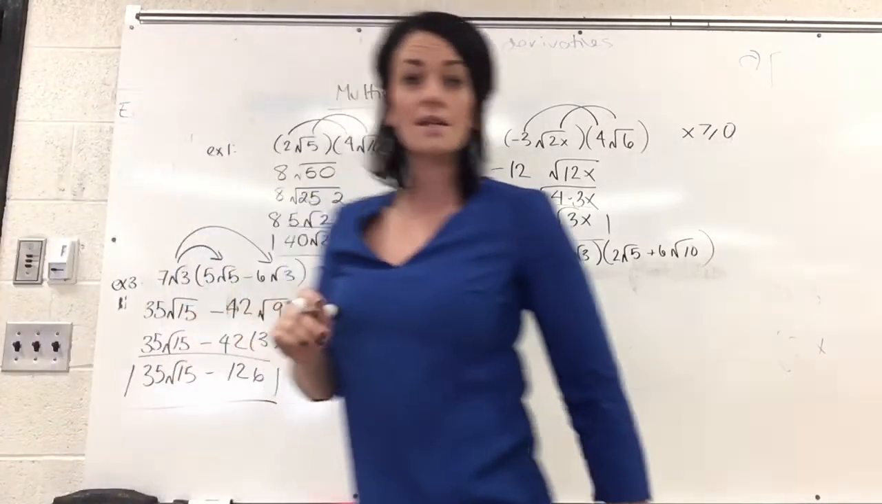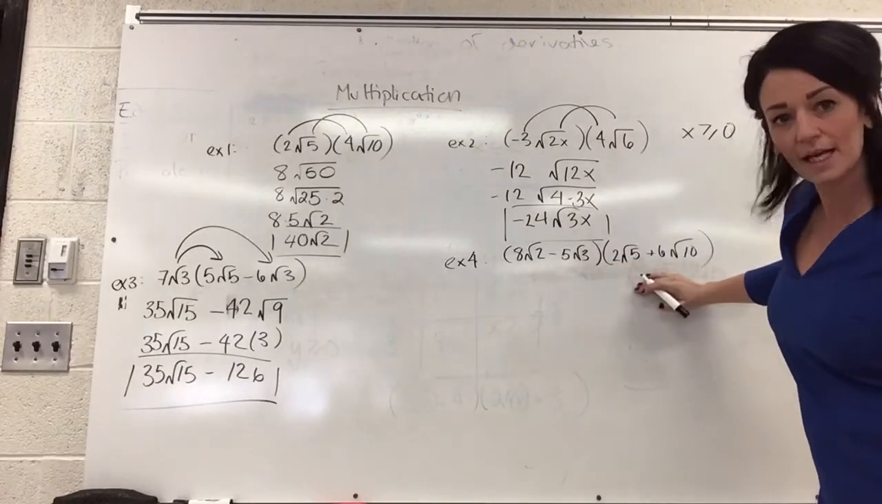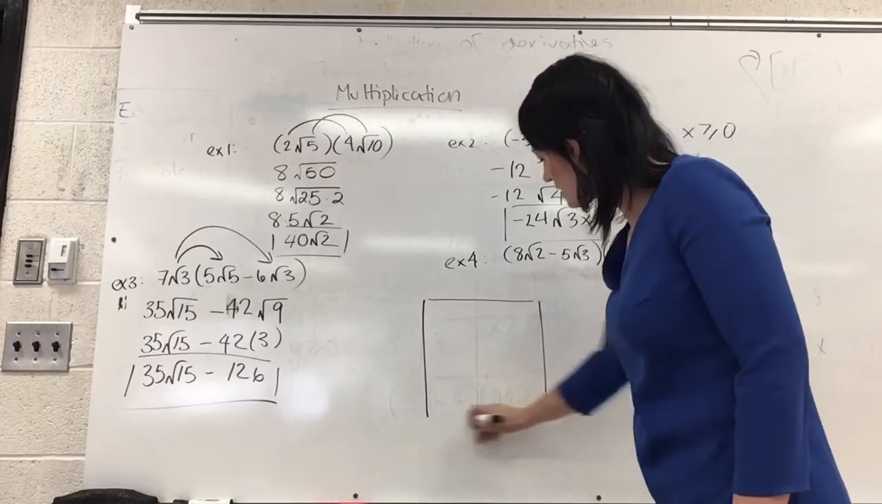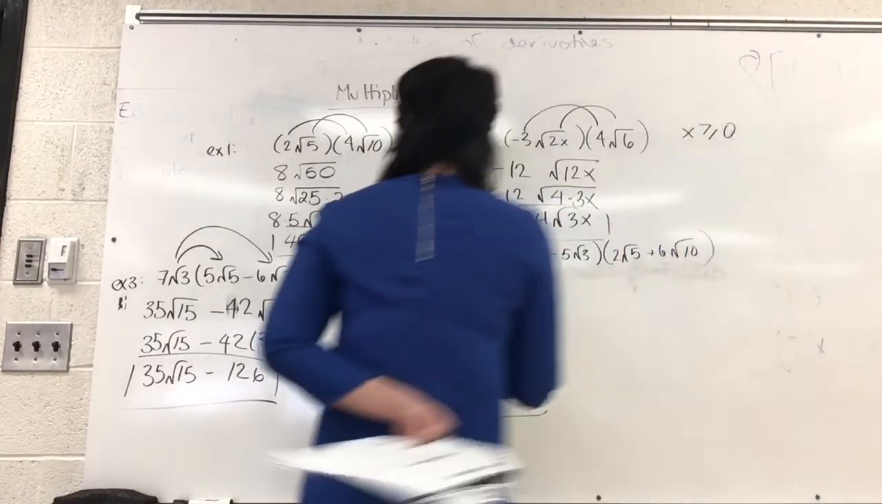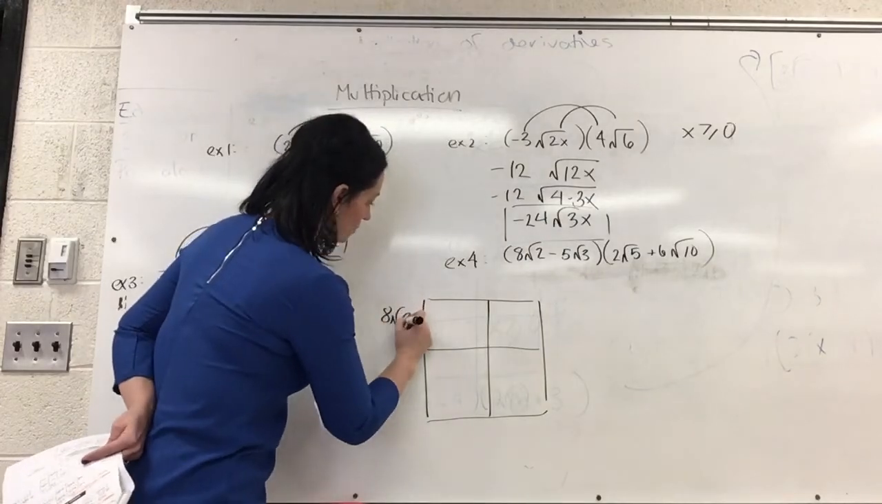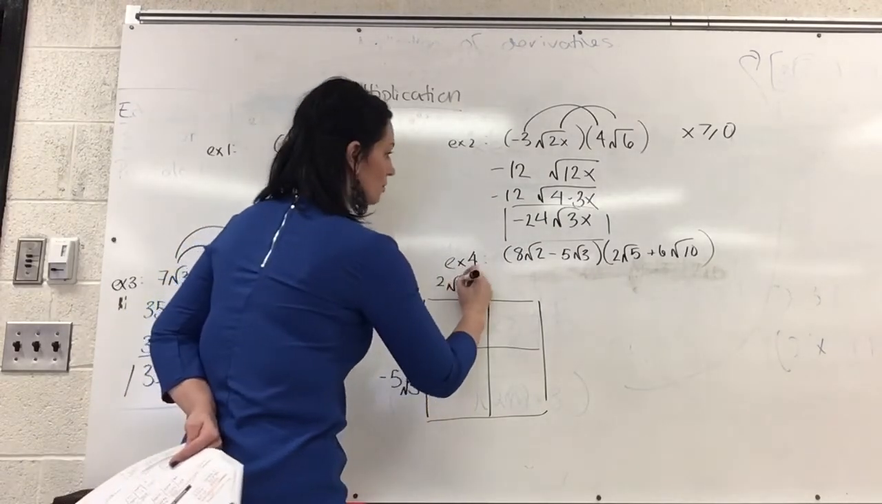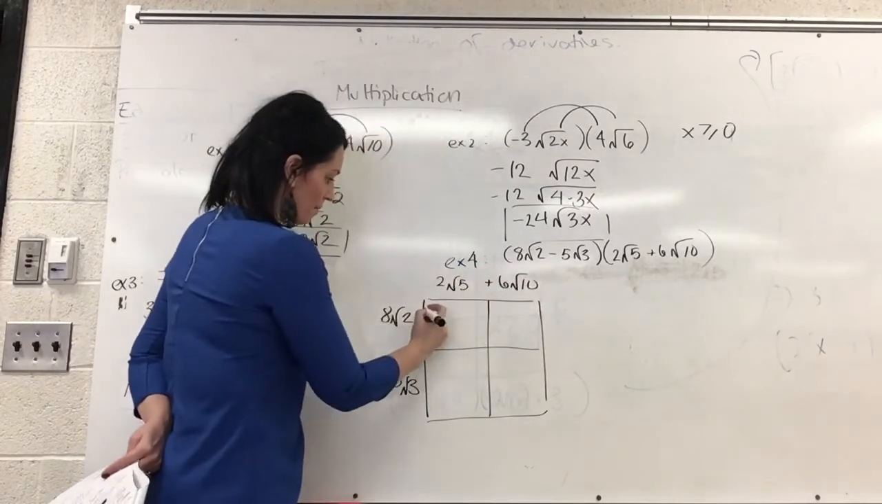Okay, so then we get into this guy. This guy's a lot more fun. So we have a binomial times a binomial. So I think for you guys, you would probably set yourself up for success best with a box. Okay, so we're going to do 8 root 2 minus 5 root 3, times 2 root 5 plus 6 root 10. So we're just going to do our multiplication here.